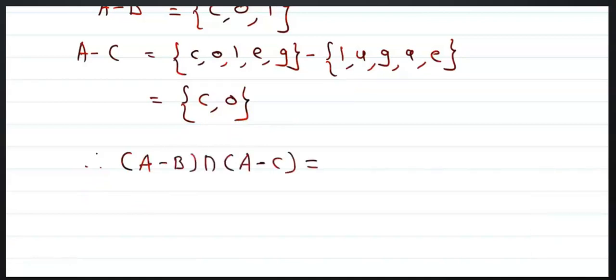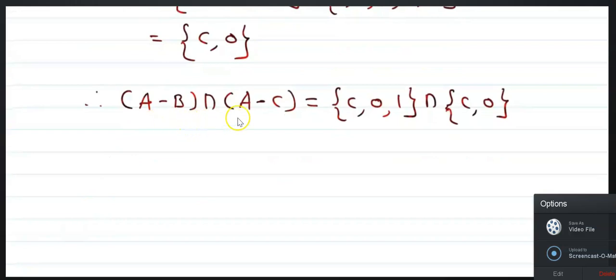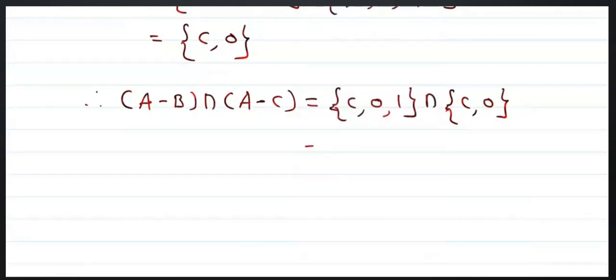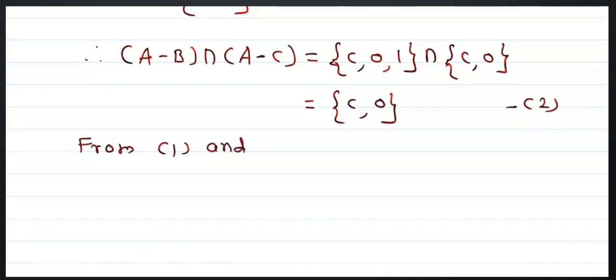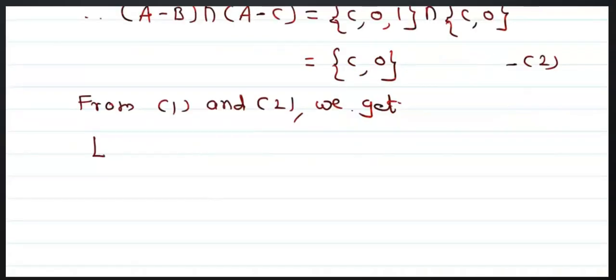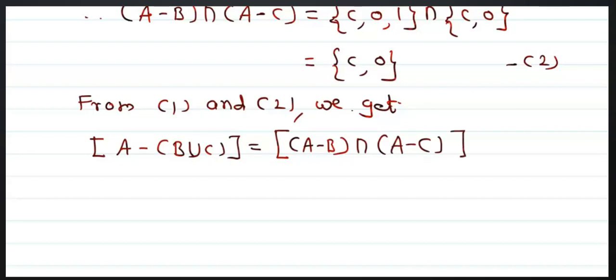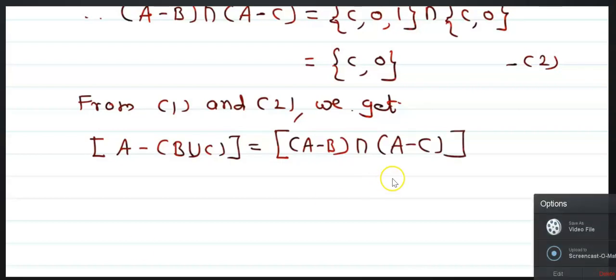Now, A minus B intersection A minus C is equal to COL union CO. And hence, the common is CO. Therefore, from 1 and 2, we get A minus (B union C) is equal to (A minus B) intersection (A minus C).